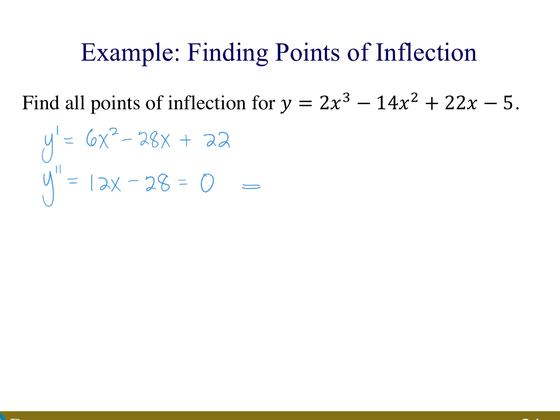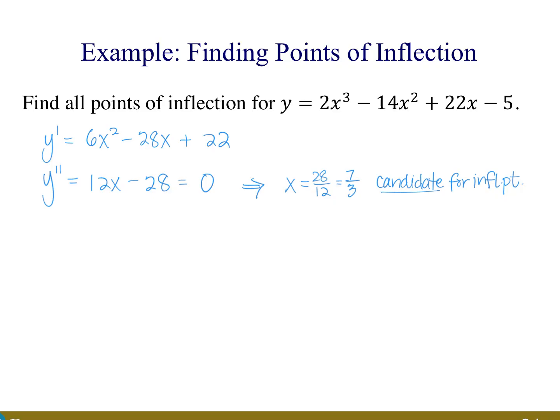And then when I solve that for x by adding 28 to both sides and dividing by 12, when we simplify, both of those can be divided by 4, so we'll have 7 over 3. So this is a candidate for an inflection point. Now, it's not for sure an inflection point. It is a candidate for an inflection point.